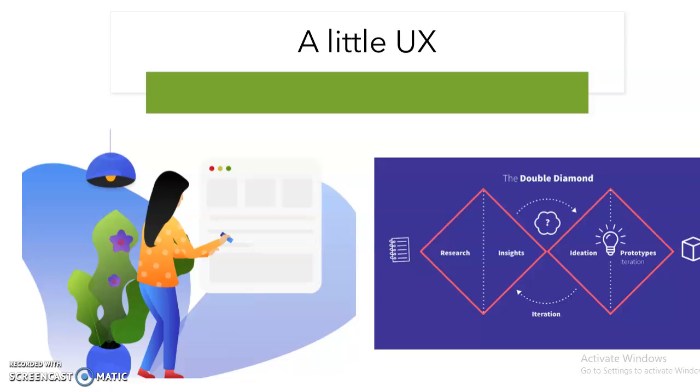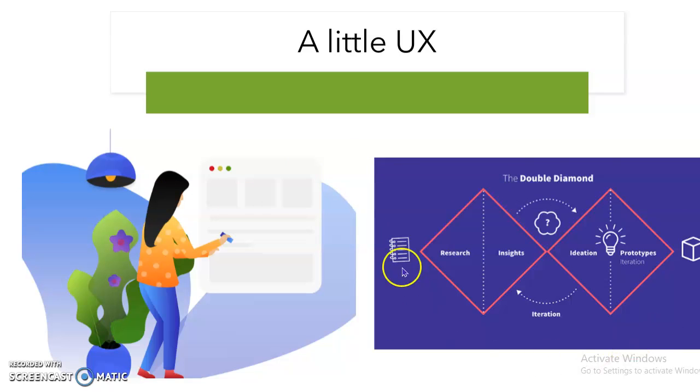User experience design is mostly confused with terms such as user interface design and UI design. They are actually subsets of it. So a little bit of UX here. Some words that you can use to describe UX are people, happiness, efficiency, entertainment, joy, and effectiveness.